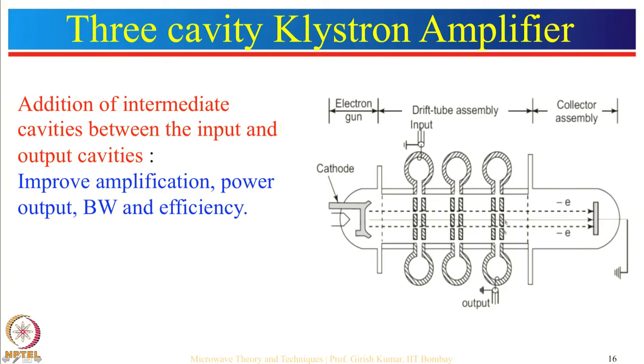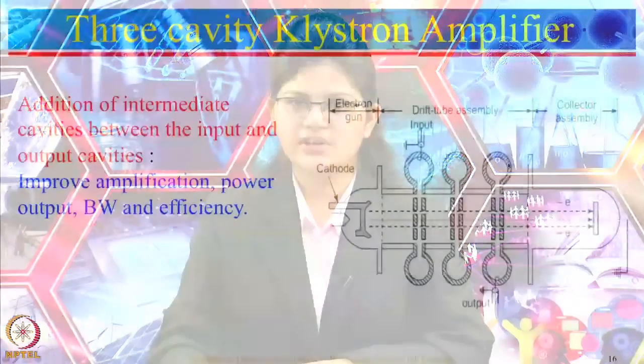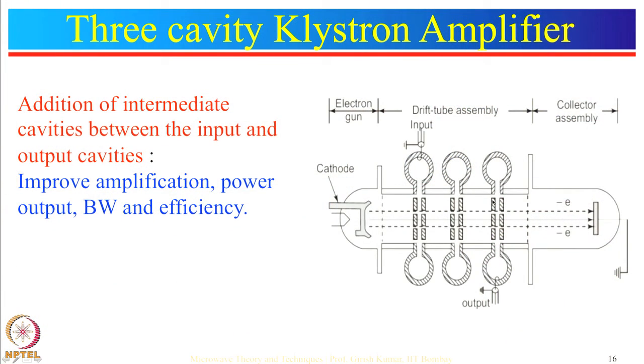For example, in a 3 cavity klystron, there are 3 cavities: one is the input cavity, another is the output cavity, and in between these two there is a re-entrant cavity. This re-entrant cavity increases the output power, bandwidth and efficiency of this 3 cavity klystron amplifier.